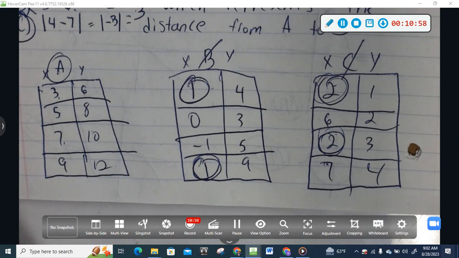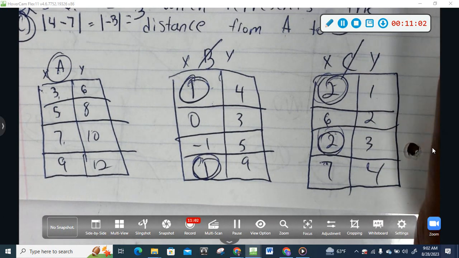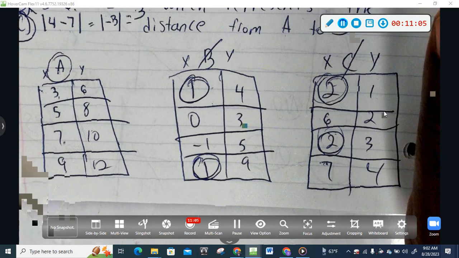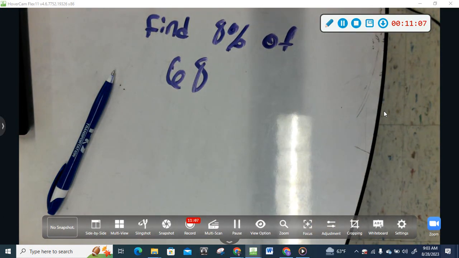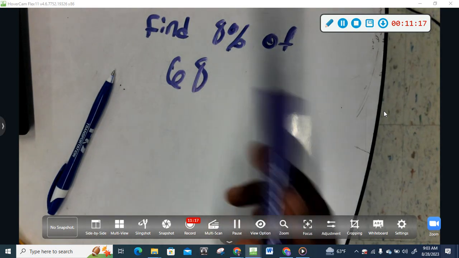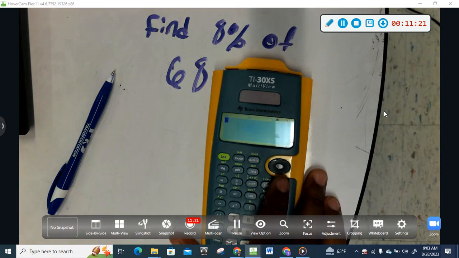All right, now we're going to move on to some calculator stuff. All right, so there's a couple ways you can get percentage questions. You can get one like this, where it simply just says find 8% of 68. The original way in high school, you were taught to turn this to a decimal and then multiply it by that. But you don't even have to do that with this calculator.